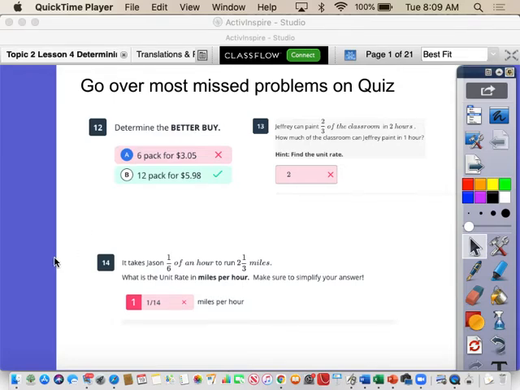All right, guys, so the first thing I wanted to do is just look at our three most missed problems on the quiz from last time. Overall, we did super awesome on that quiz. There were just three problems that gave a few people some trouble, so I wanted to go over those.